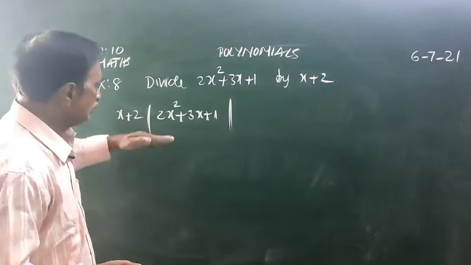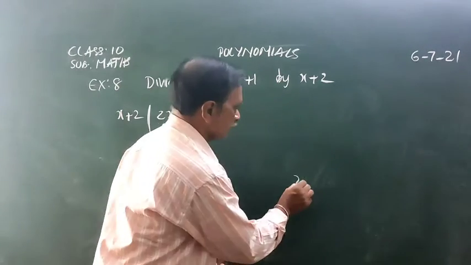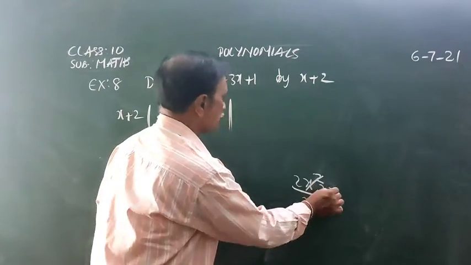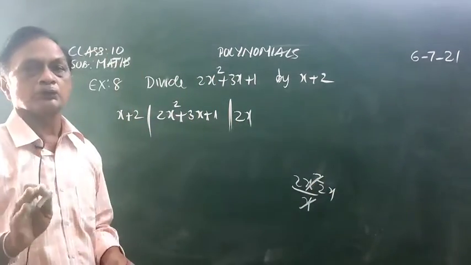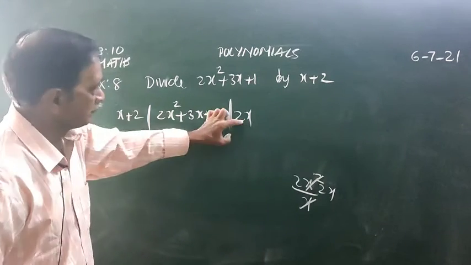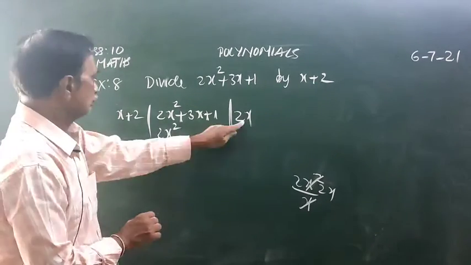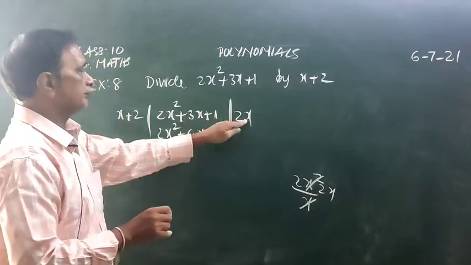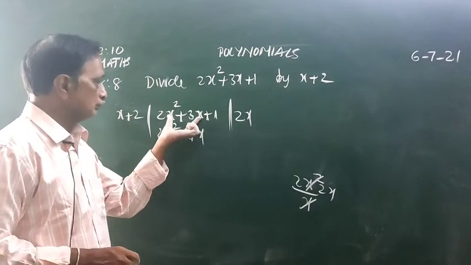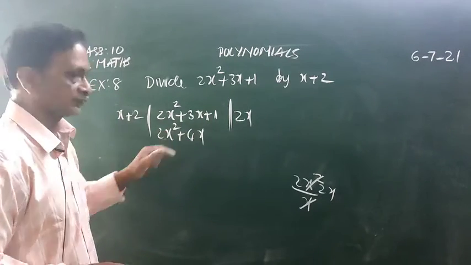First of all, divide the first term of the dividend by the first term of the divisor. What is the first term of the dividend here? 2x square. What is the first term of the divisor? x. Gives what? 2x. Write that 2x as the first term of the quotient. Now, multiply this divisor by the first term of the quotient obtained. 2x into x, 2x square. 2x into 2, 4x. Write the product under the dividend 2x square plus 3x plus 1.